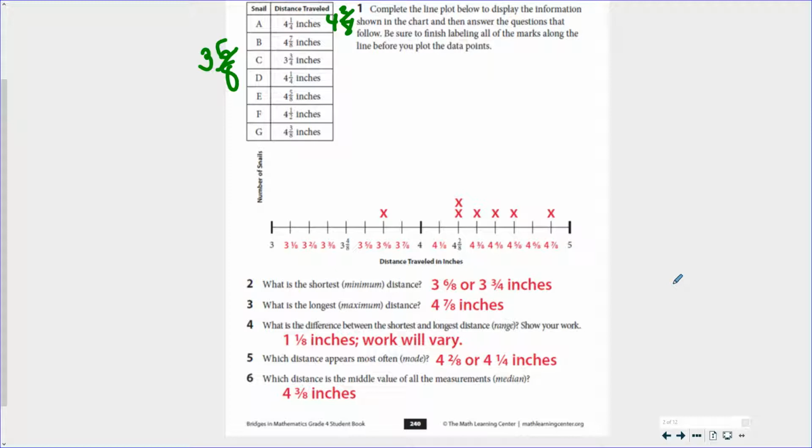And then what appears the most? That's the mode. When we look at the plot, what appears the most is right here at 4 2/8.